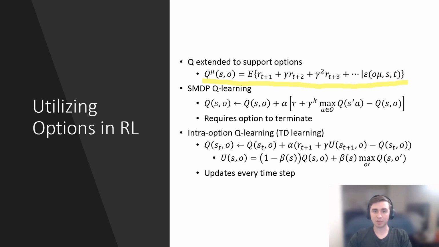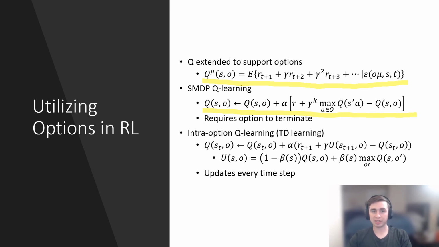For semi-MDP Q-learning, Q is updated after an option is finished executing using this equation, where state S is the state the option was initiated in, S prime is the state the option terminated in, R is the cumulative discounted reward from executing the option, and K is the number of steps between S and S prime. This has an unfortunate downside that option values are only updated after an option terminates, so they're hard to use in cases where options take a long time to execute.